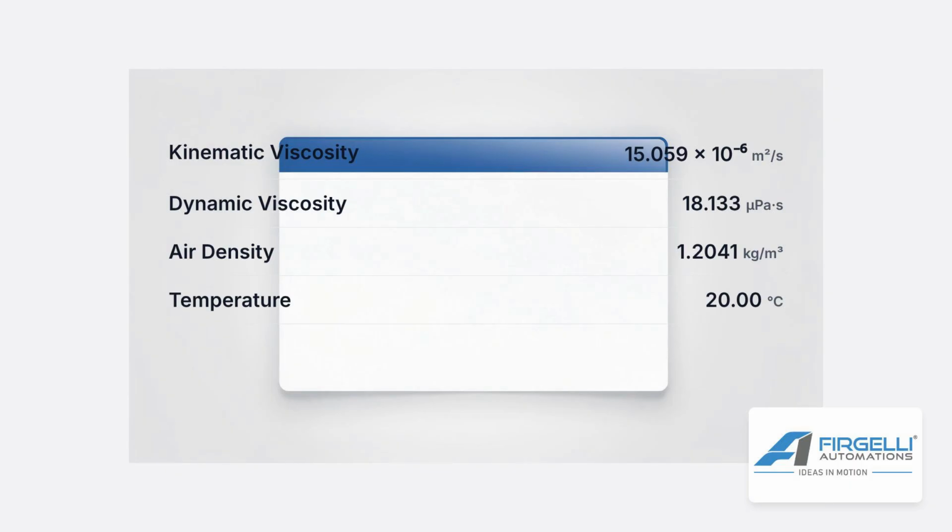Air density is 1.2041 kilograms per cubic meter. And temperature confirms 20.00 degrees Celsius. The calculator also notes the Prandtl number is approximately 0.71 for air at these conditions.